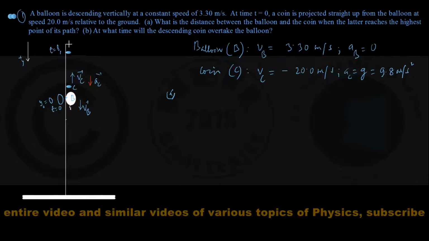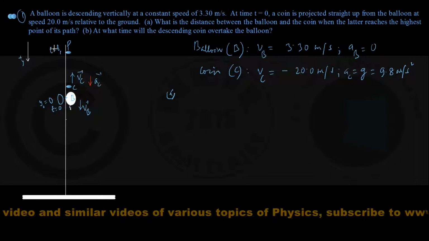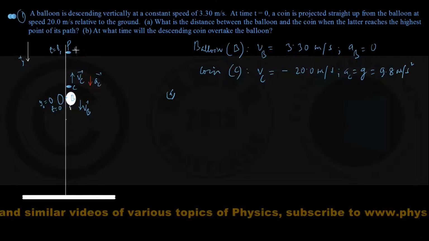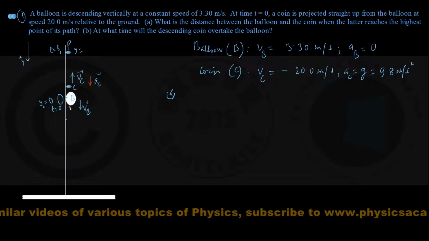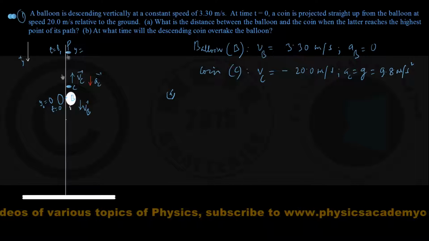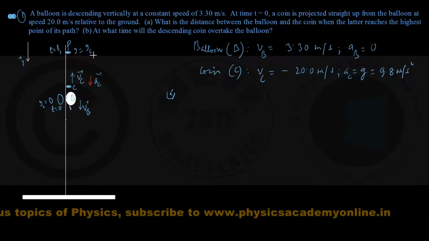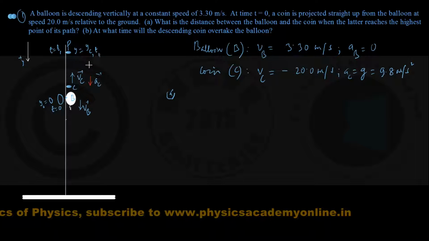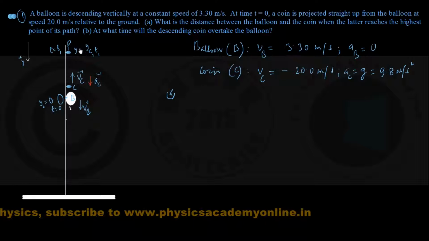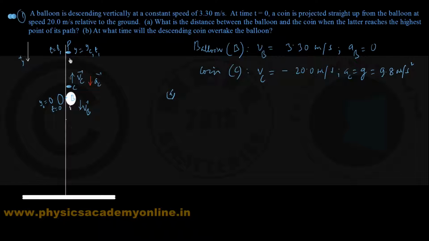I take this point to be P, and suppose the y coordinate of the coin at this instant, we are calling it yc for coin, at time t1. This is the position coordinate of the coin at its highest position. It goes there, stops momentarily, and then again starts falling under the free fall acceleration.